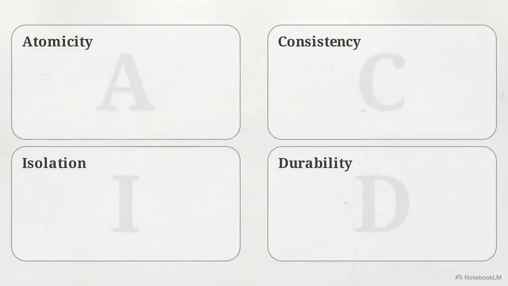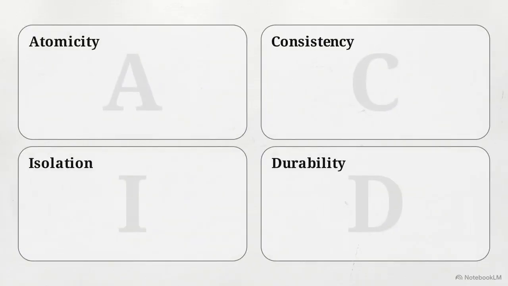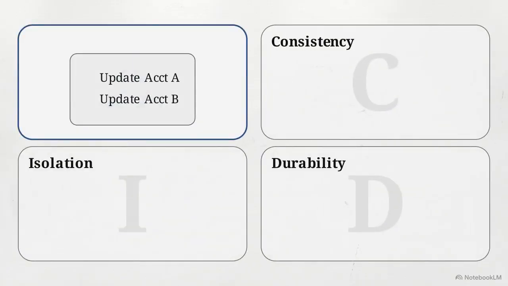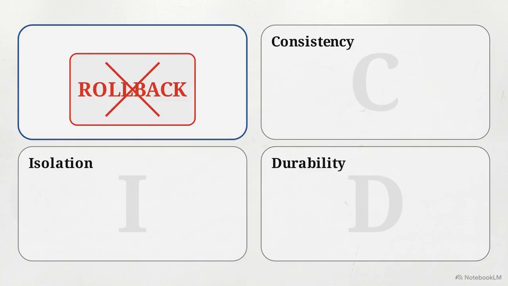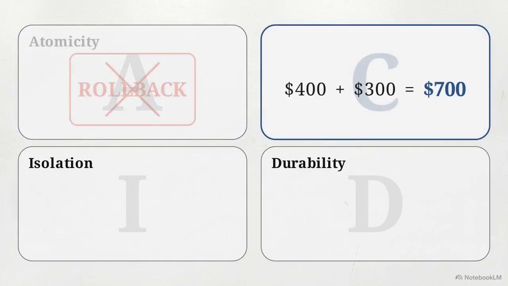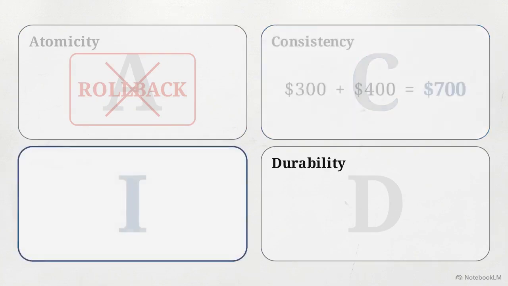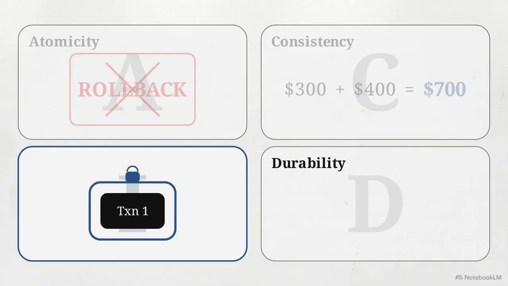All of these mechanical protections combine into 4 core rules for database reliability. Take a look at this graphic. We call these the ACID properties. A stands for atomicity, the all-or-nothing rule we saw in our first bank transfer. C is for consistency. A transaction must leave the database in a valid state, like ensuring our total ledger always equaled $700. I is for isolation.